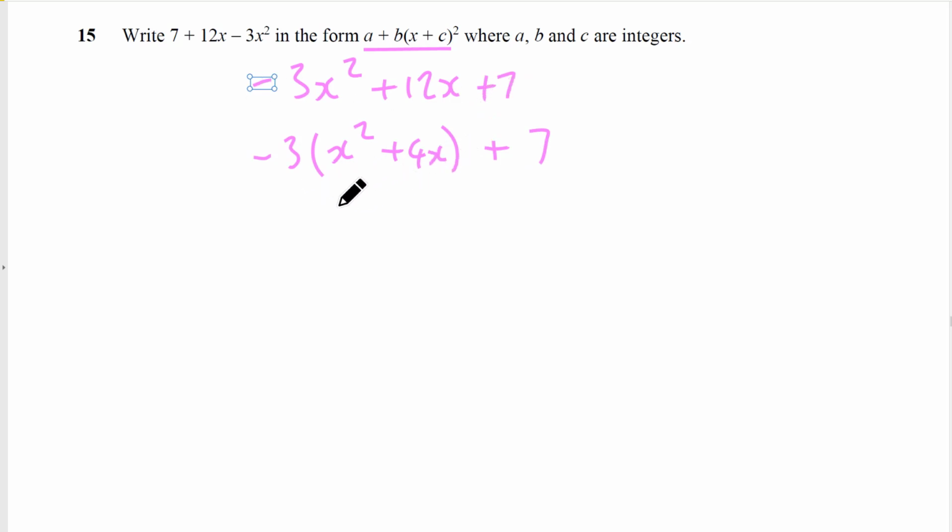Now we can complete the square with this bracket. So we know that's x plus 2 squared, let's keep that minus 3. Now 2 times 2 is going to give us 4, so we need to minus 4. And we need to close that bracket here. And we still got the plus 7 on the outside. Okay, perfect.